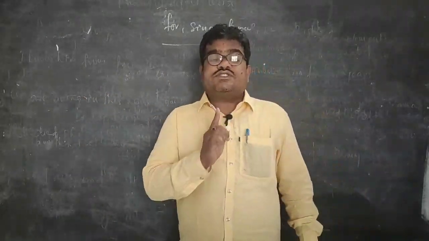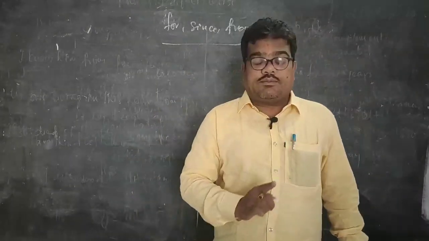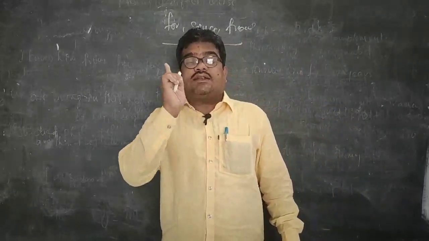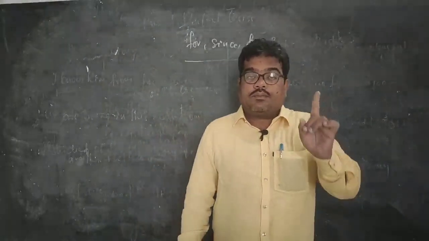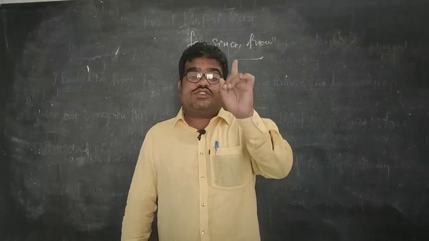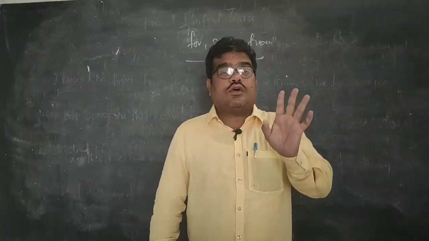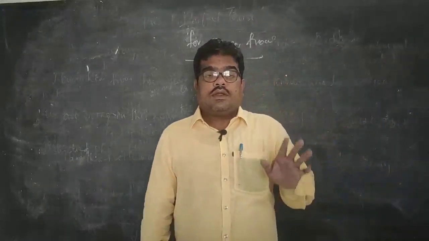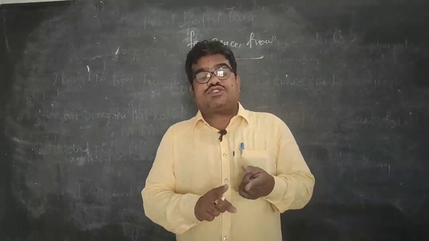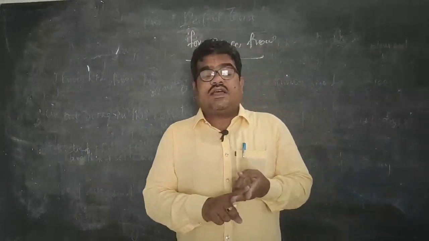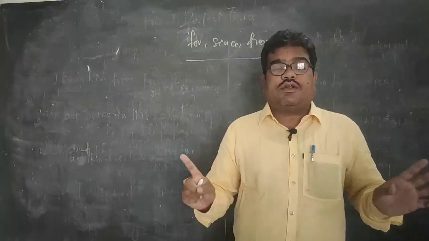Since is used to talk not about the period of time but the point of time where the action started. Since is used for the starting point, and also since is used only in perfect tenses. For example, I have waited for you since 4 o'clock. Now we will talk about from. From is used to talk about the action in the present, past as well as the future. But from is not used in the perfect tenses.